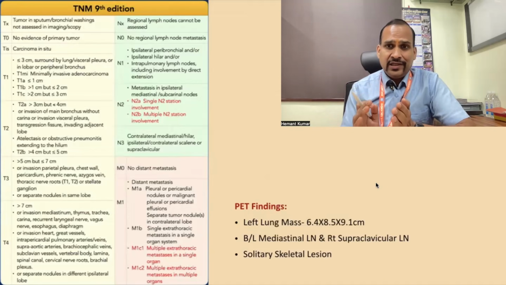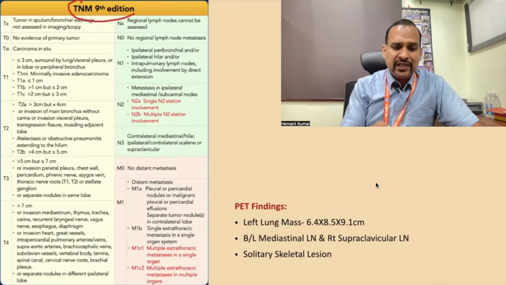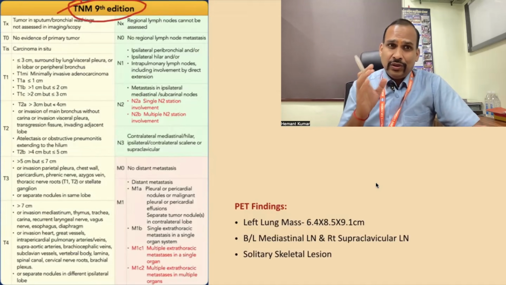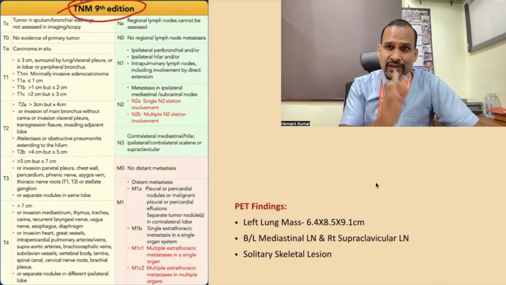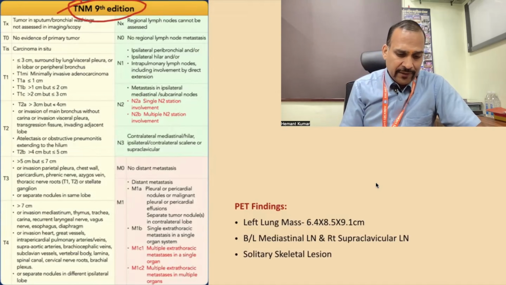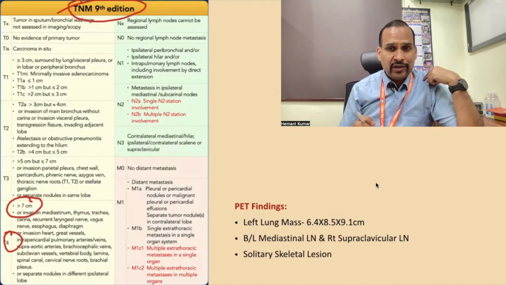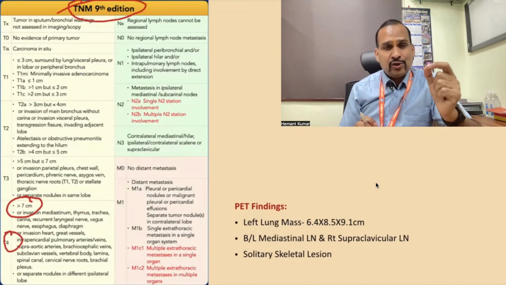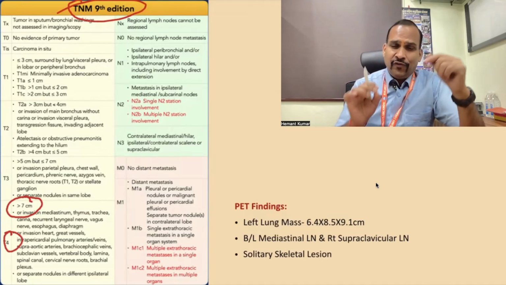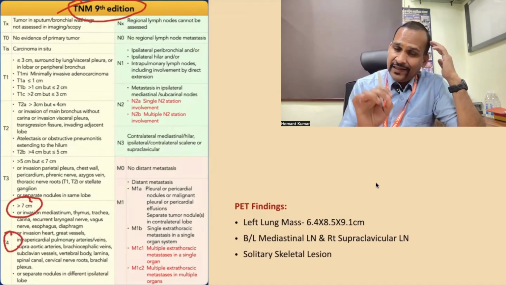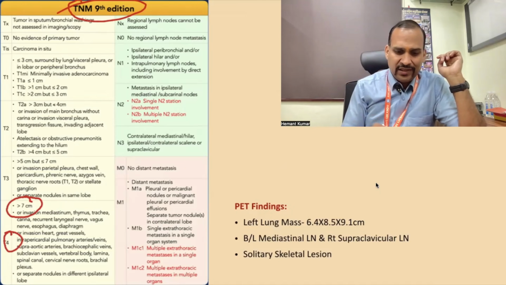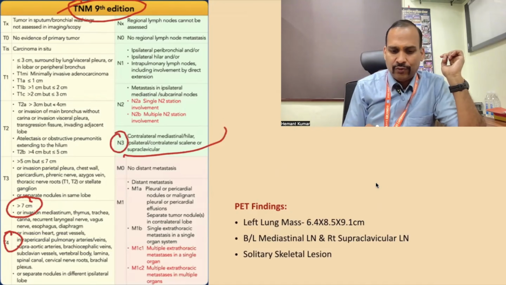Okay, so for staging, if you see this chart, this is the latest TNM 9th edition. In this patient the size of the mass is more than 7 centimeters. If the mass is more than 7 centimeters, then it is T4. Okay, and regarding N stage, in this patient there was a right supraclavicular lymph node. So remember, if there is a supraclavicular node, whether ipsilateral or contralateral, it is N3 stage. So this is N3, the supraclavicular lymph node.